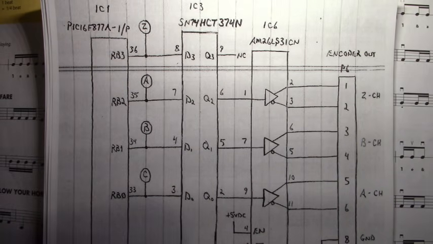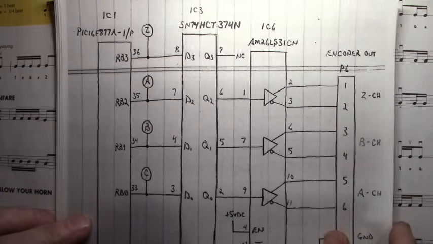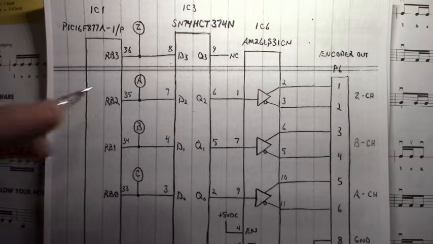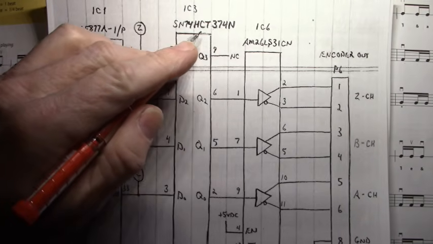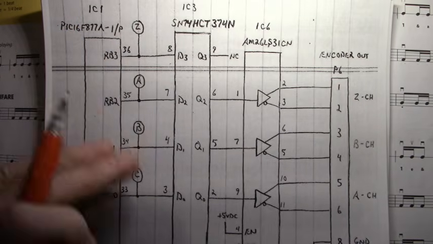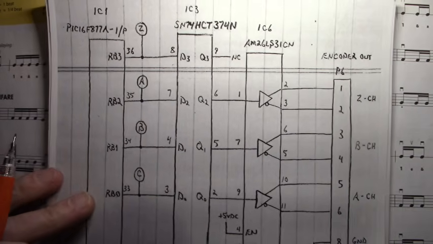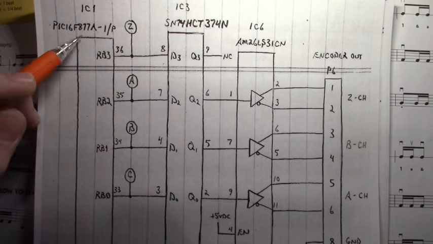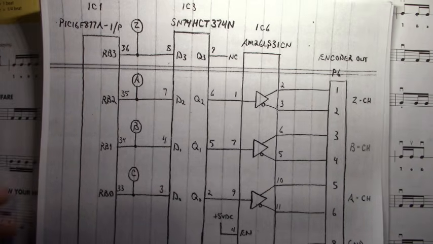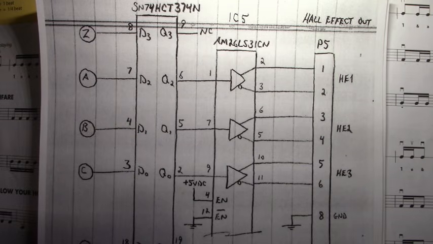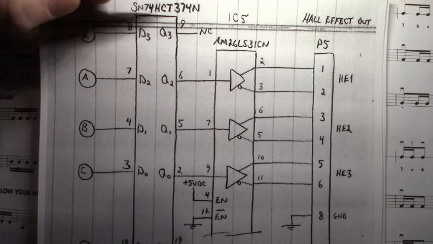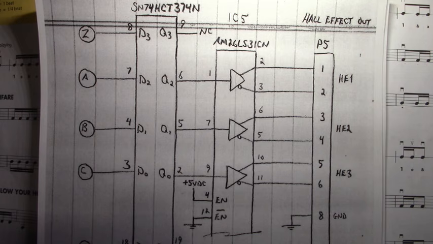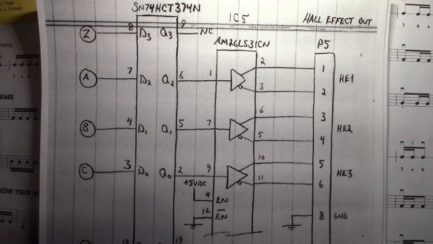Now let's go and look at the Hall effect. And you'll see here in just a little bit the reason we used an SN74HCT374N. We'll get back to this page in just a little bit, but we're going to look at the Hall effect output. So remember A, B, and C on the 16F877 data bus. I'm calling this the data bus. Here's A, B, and C, and again Z is not used. This is a different 74HCT374. So we had the one for the encoder, incremental encoder output. Now this one is for the Hall effect.